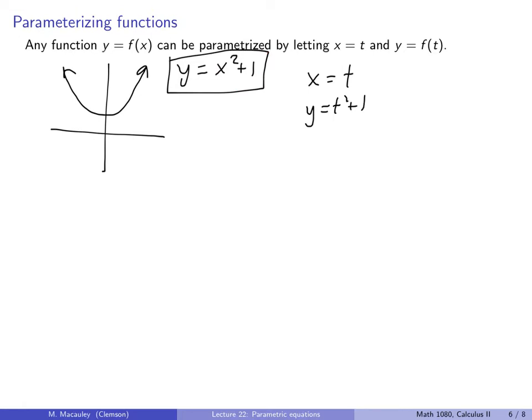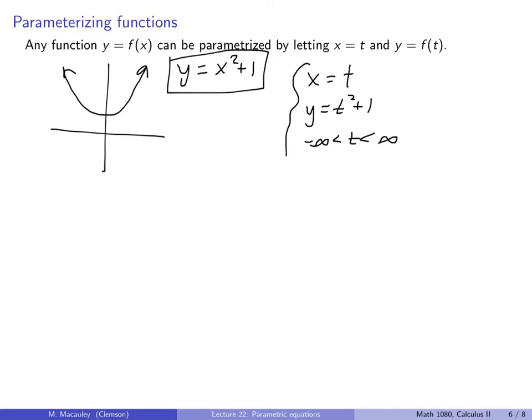It's supposed to be a t squared. Oh god, now I just made it worse. Try that again. T squared plus 1. And then t can be anything. You don't have to, but if you want to, you can set t to be in this range.